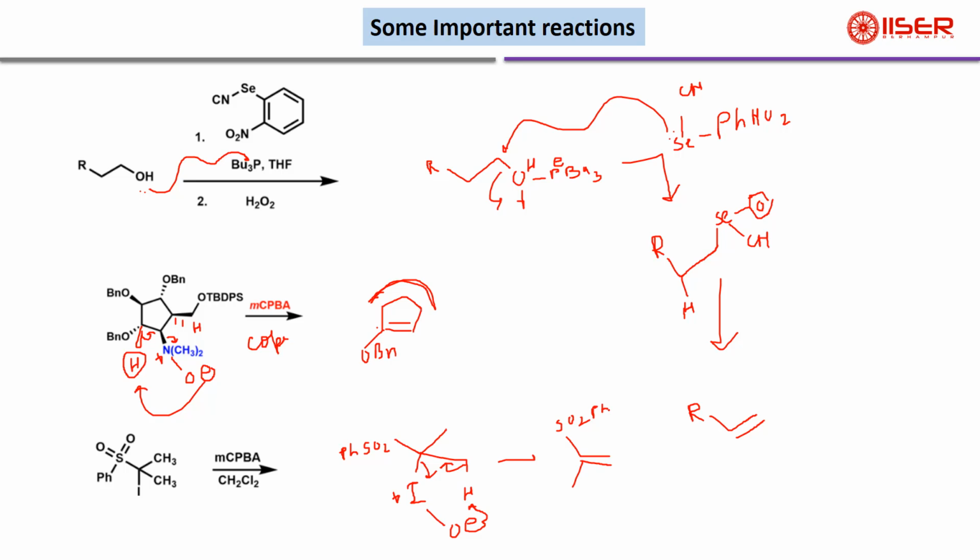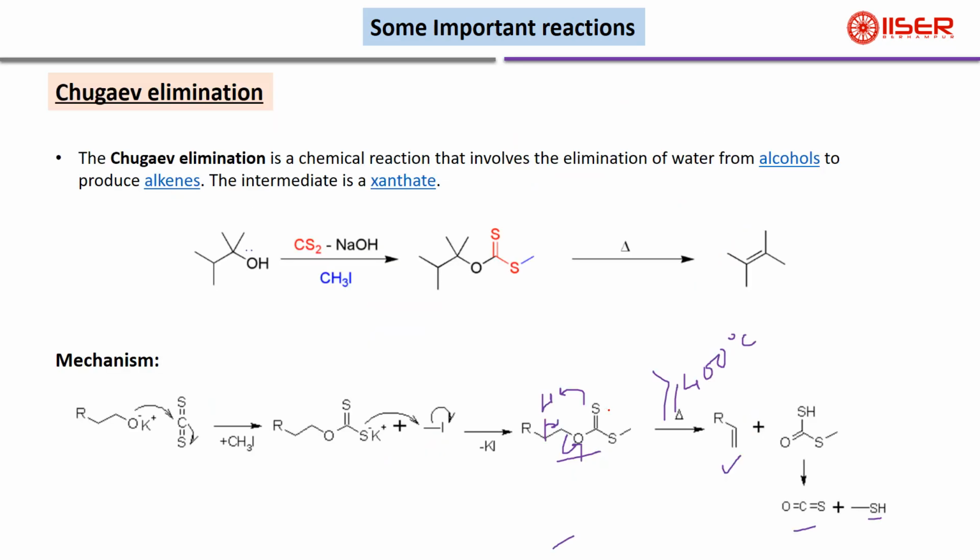Okay, what will happen? Okay, let's go to the next question. So next is Chugaev elimination. It is the same as the ester elimination, just instead of ester, we will use a thioester. This is a similar type of Ei elimination.